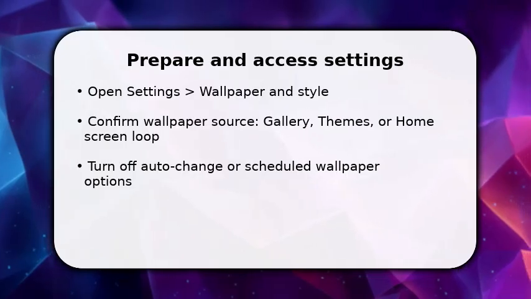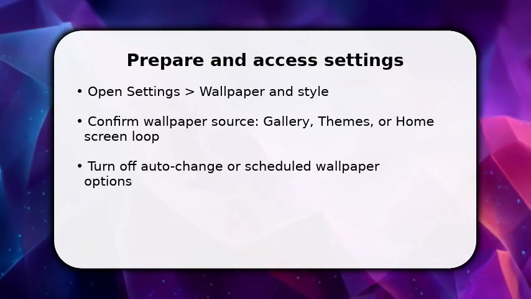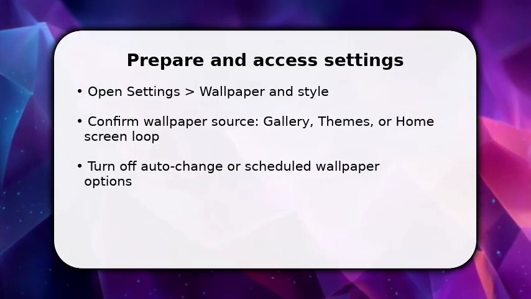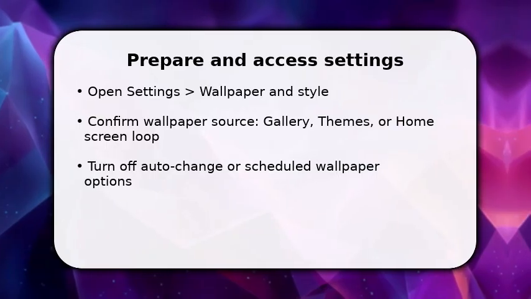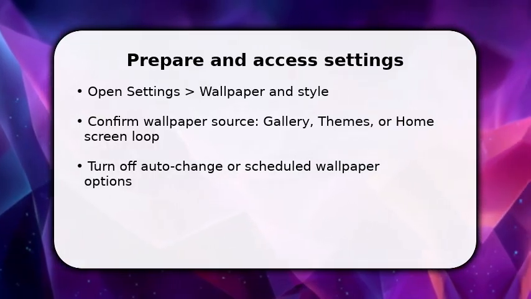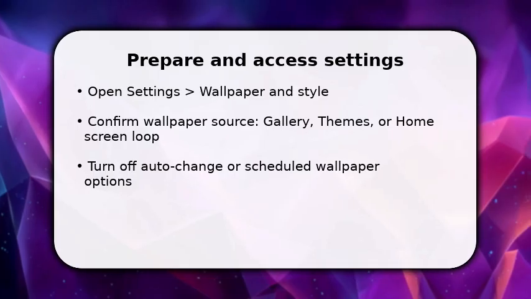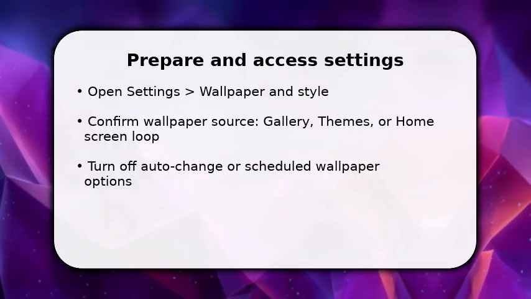You start by opening Settings and going straight to Wallpaper and Style. This is where the change originates. Once there, inspect the current wallpaper source, gallery, Samsung themes, or a scheduled/loop option, and identify any active schedules.